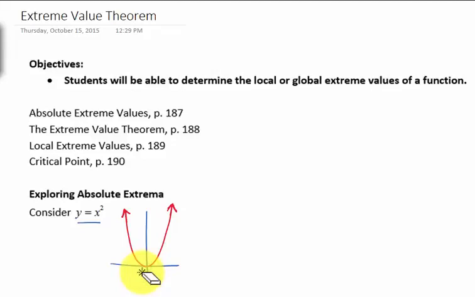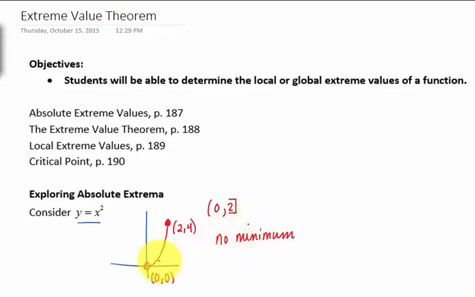So if we think about limiting the domain a little bit for this function, let's think about what would happen if we make the domain be from 0 open to 2 closed. If we're going from 0 to 2, this point would be 2, 4. This point, of course, is 0, 0. Now, if we look at this function, there is no minimum. And the reason for that is that we can get infinitely closer and closer and closer to that 0 value, but we never stop. We just continue getting closer and closer.